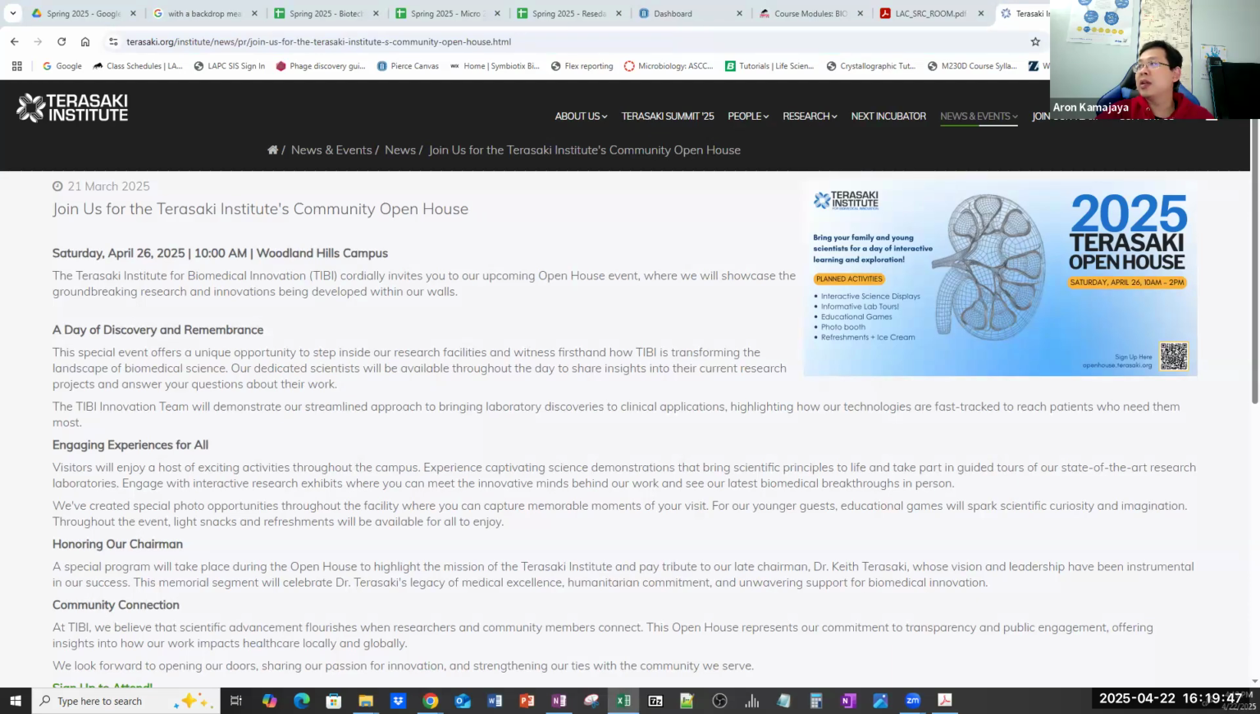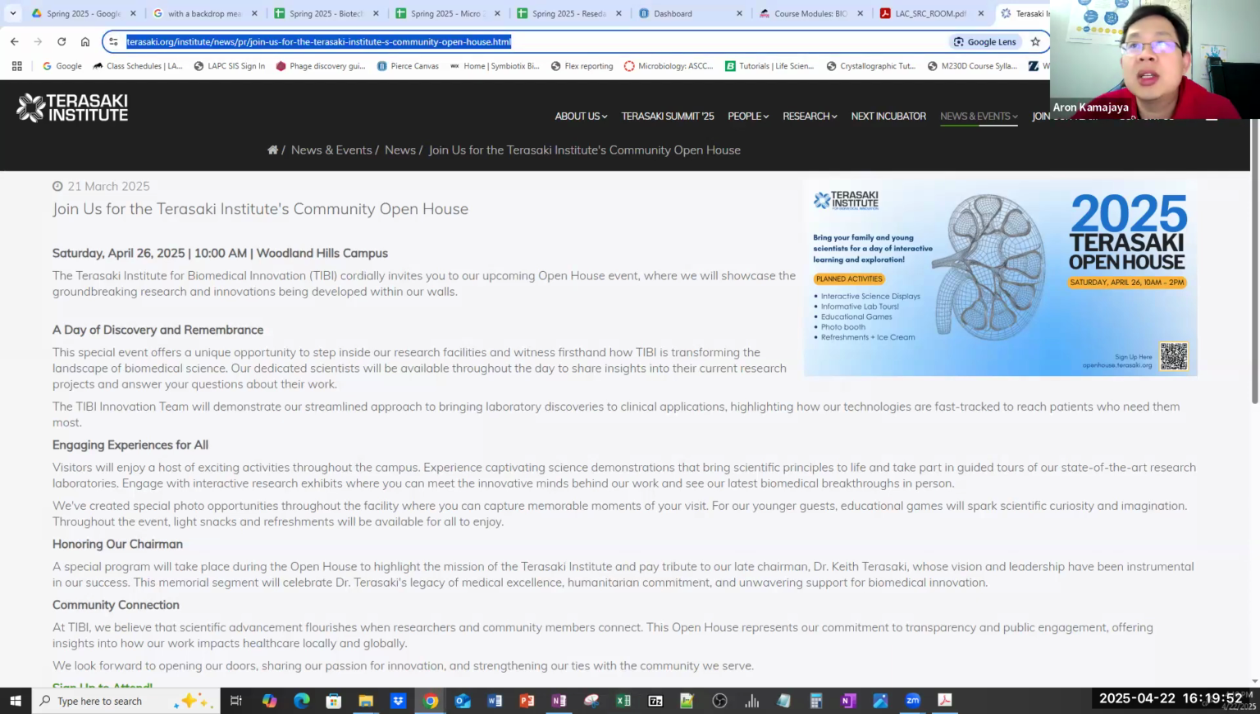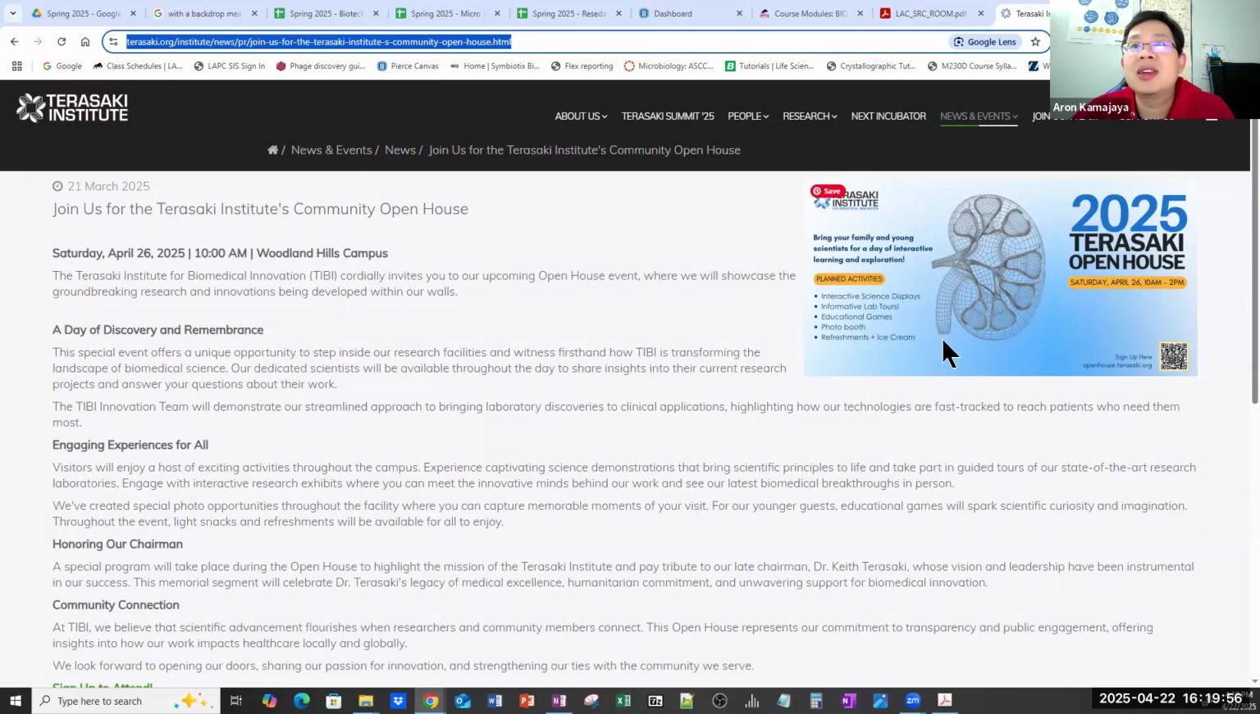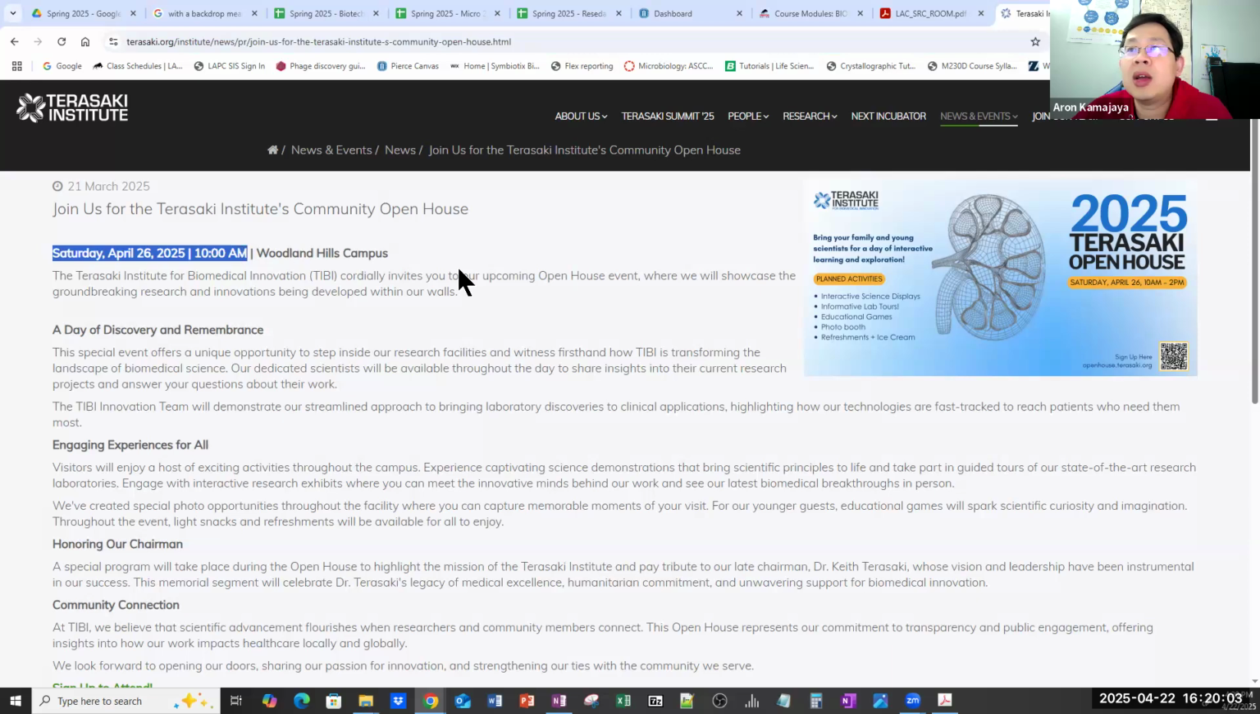Terasaki is the Biomedical Institute, which is just a few blocks away from Pierce. They have the open house this Saturday, April 26th, from 10 o'clock until 2 p.m. So the entire biotech class and the weekend class will walk from Pierce to the Terasaki because it's not that far. If you want to join us on Saturday, you are more than welcome to do so.